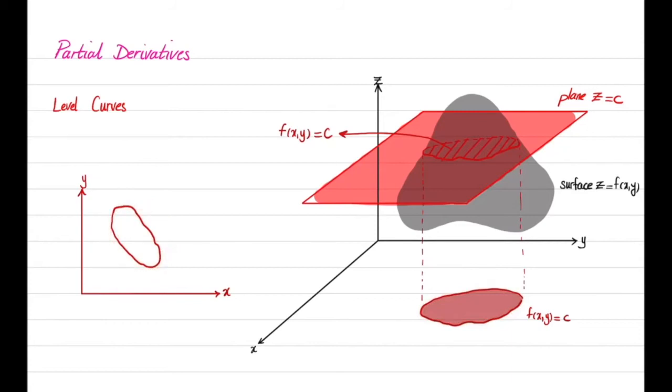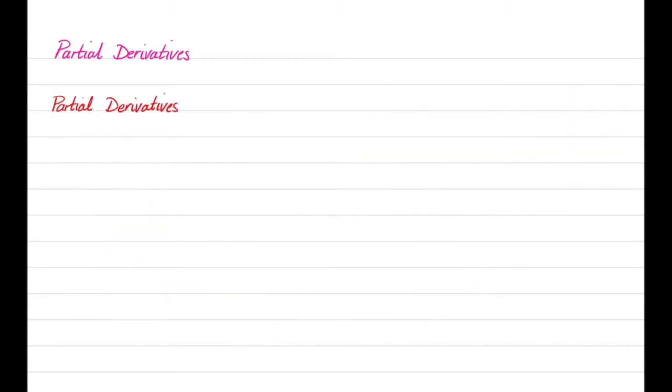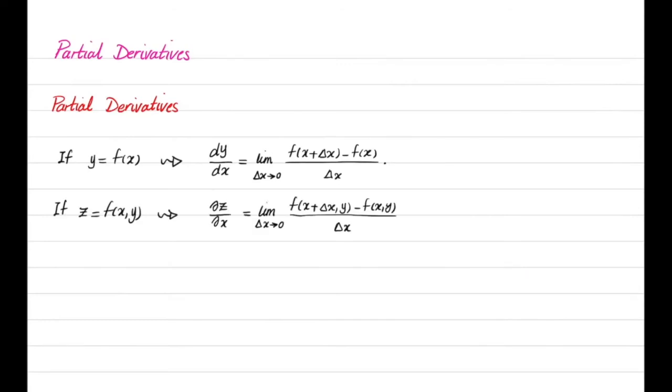Now let's define the partial derivatives. We know that the derivative of a function of one variable is given by this equation. Using the exact same manner, we can define a derivative of a function of two variables with respect to each variable. This is the differentiation with respect to x, and this is the definition of the differentiation with respect to y. Note that in the first one, since y is only a function of x, then its derivative with respect to x will be a total derivative that we show with d.